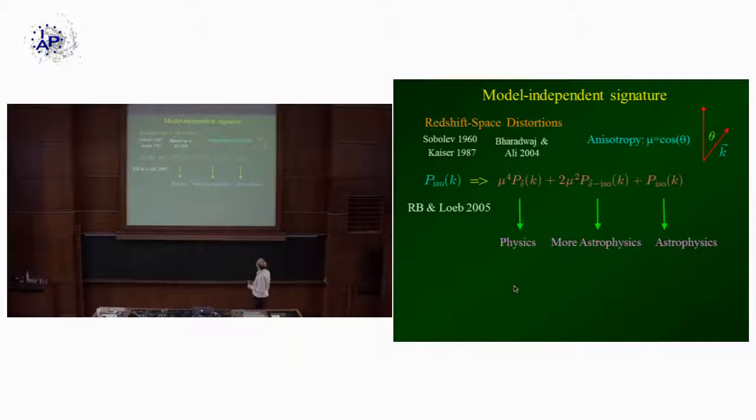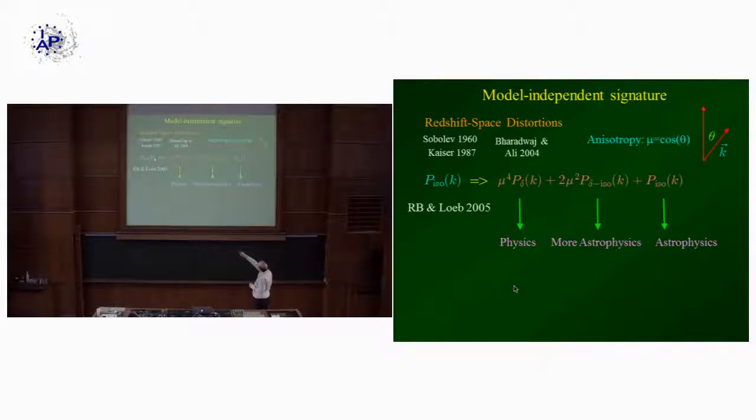So briefly, I want to end with an example of a model-independent signature that we're trying to look for in 21 centimeter fluctuations. It has to do with these redshift space distortions, which Gerald gave a very nice talk on yesterday. It basically says that the 21 centimeter power spectrum is not isotropic. You expect an anisotropy as a function of the angle to the line of sight.